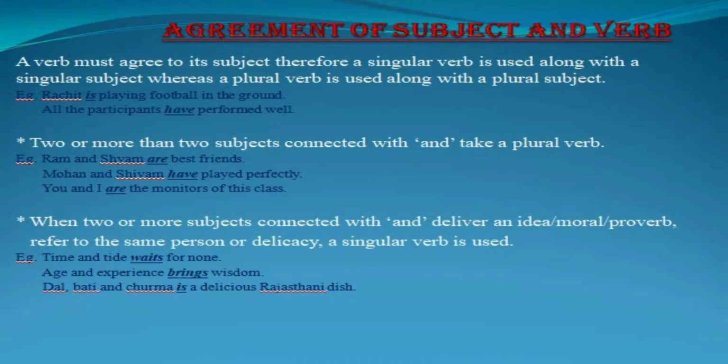Dal bati and churma is a delicious Rajasthani dish. Dal bati and churma, these are three things, but together they are considered as a whole, as a dish. So we have used here is. We can't use here are.